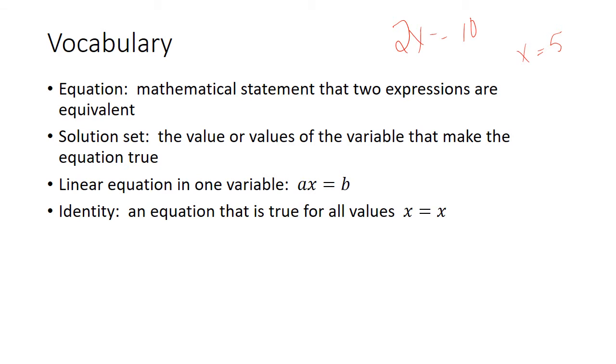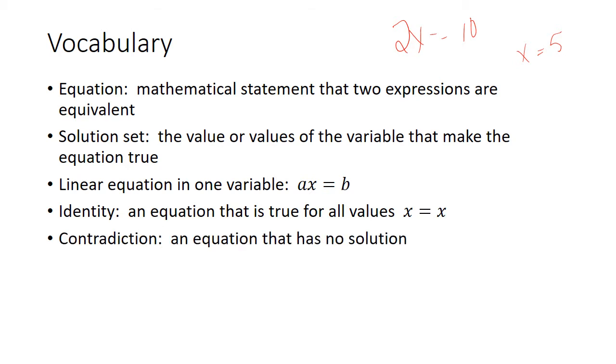An identity is an equation that ends up being x equals x, which is true for all values. So if you solved it and you got x equals x, then x can be anything because it will always be true, so that's an identity. The other way is if you come up with an equation that has no solution, which would be a contradiction. If you worked it all out, your x's will completely disappear and you might end up with 2 equals 10, in which case 2 will never equal 10, and so that is a contradiction.